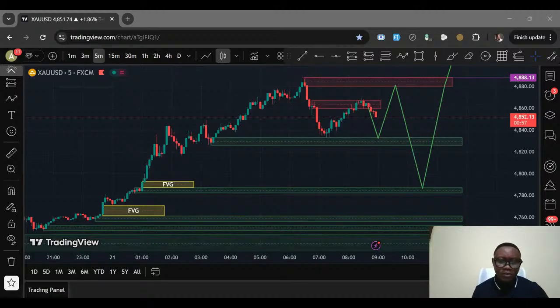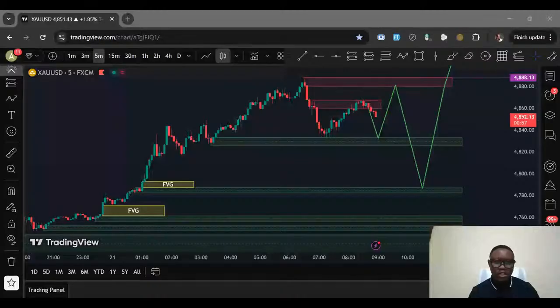I think that wraps it up for today. Again, today's key lesson is simple, very simple. Market structure, key order block zones, then your entry levels, your entries, right, which I've explained in detail.